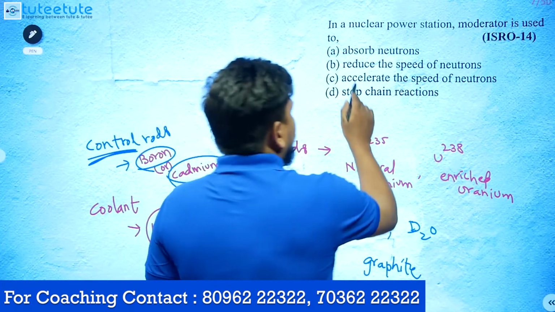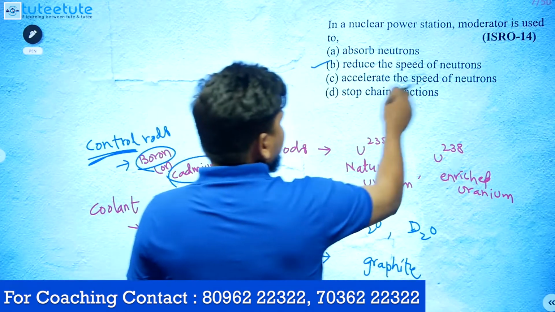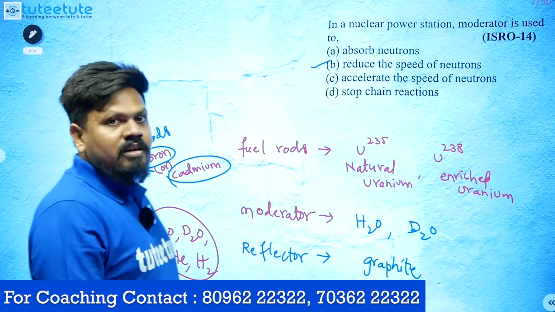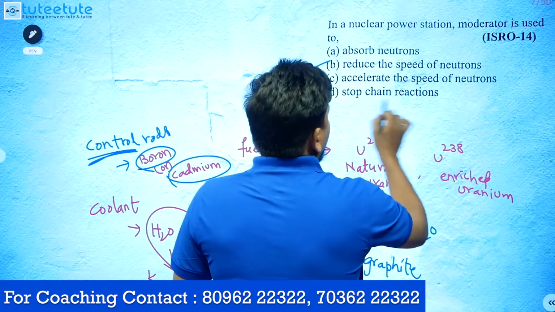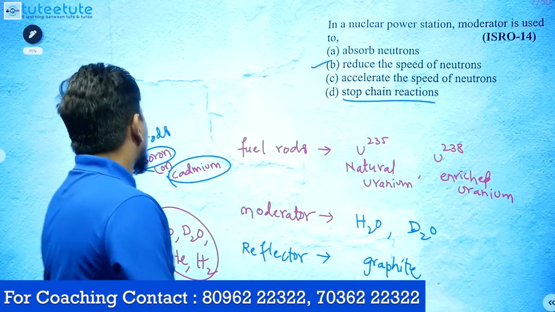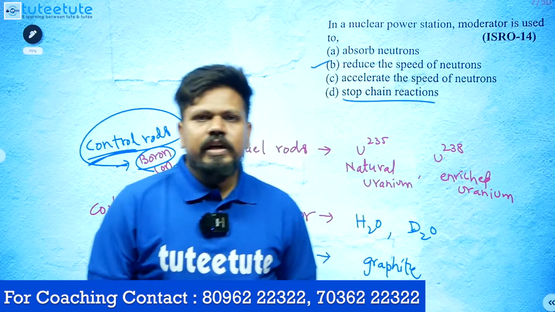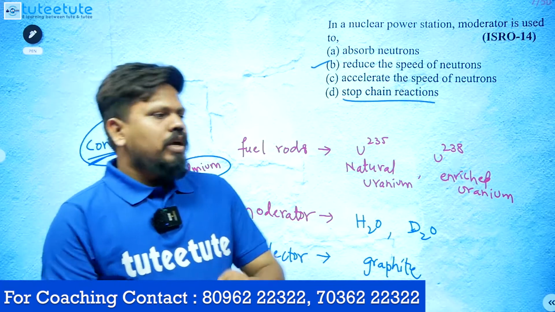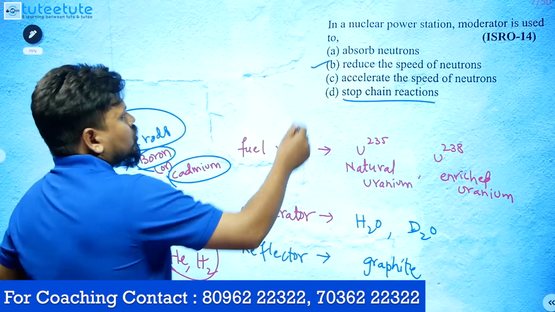Next option, reduce the speed of neutrons. This is the correct one. Accelerate the speed of neutrons: acceleration is not possible here, they are already high speed neutrons, we have to slow them down. Stop chain reactions: to stop the chain reaction, what do you have to do? Control rods. We insert the control rods inside, so all the neutrons are captured by the control rods, and no neutrons participate in the chain reaction again. So the answer for this question is B.